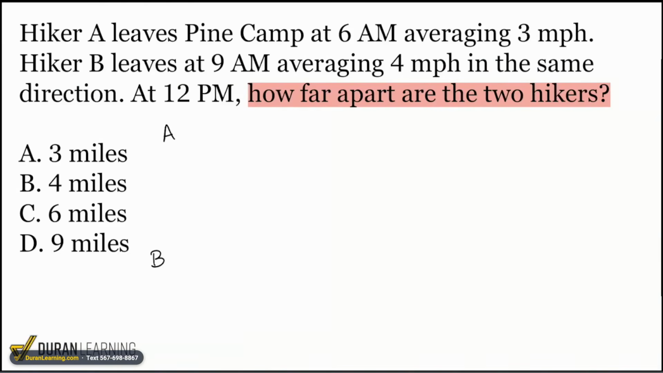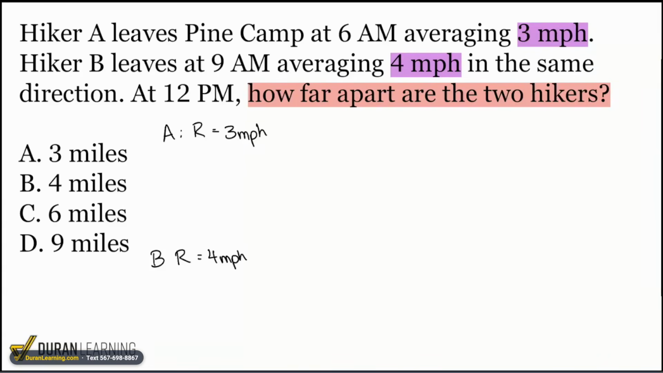And one thing I know about hiker A right over here is that hiker A is traveling at 3 miles an hour. So I'll write my rate here equals 3 miles per hour. And then we see over here hiker B leaves at this time but travels at this speed, 4 miles per hour. So I'll go ahead and write that down as well. So now that we have those two rates, it's time to determine the time for each of these hikers.